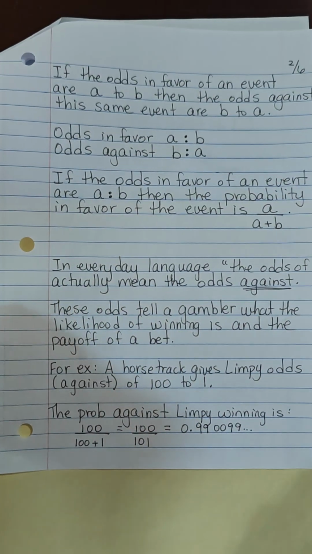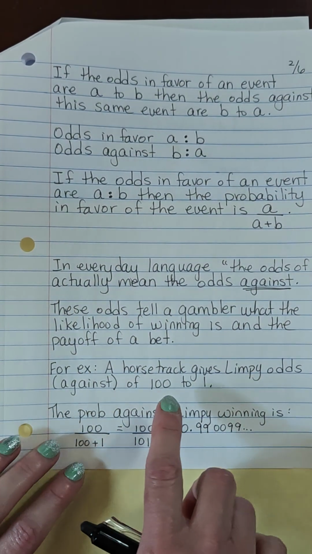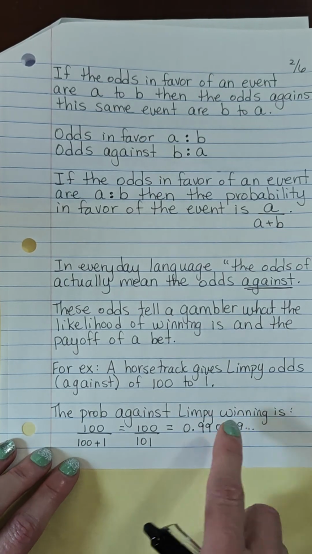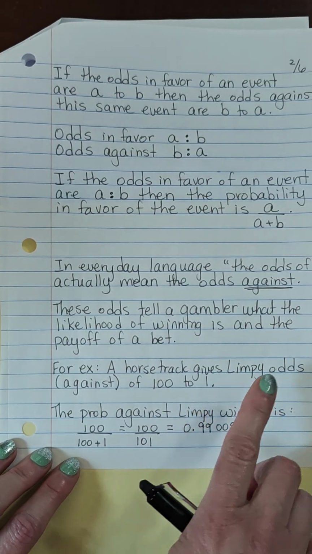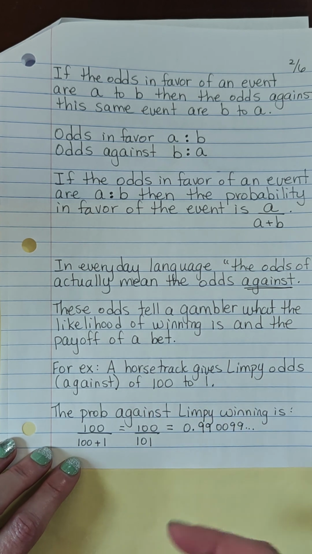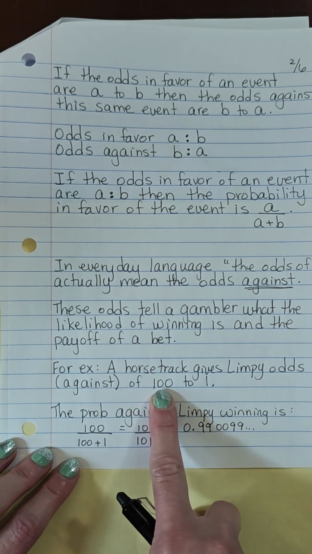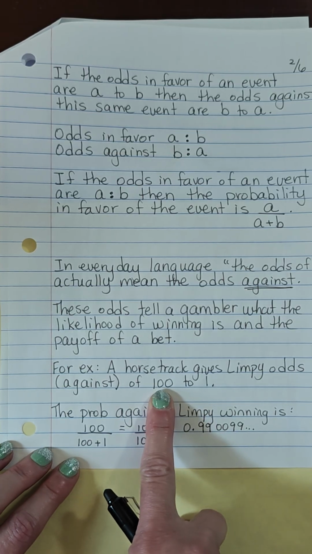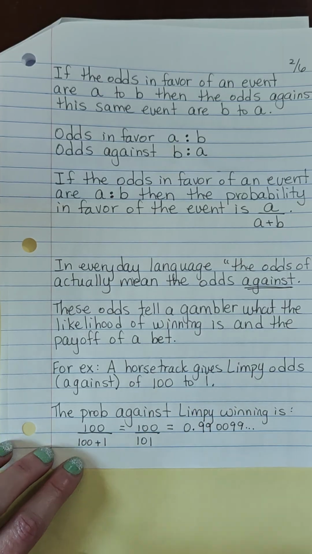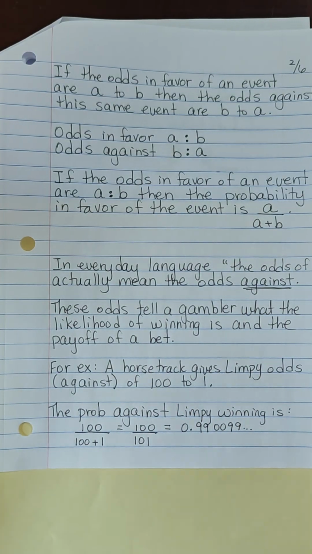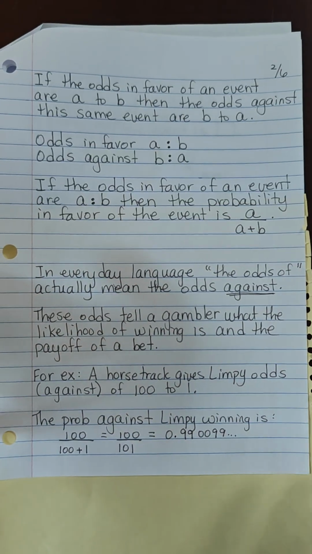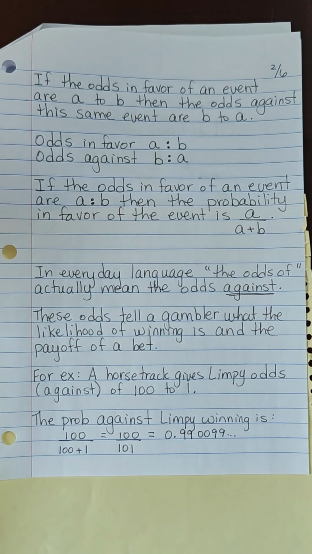Now, also what it tells us is that for every dollar that you bet, I was about to go to the next example, but I forgot about this part. For every dollar that you bet, if Limpy does win, you win $100 plus your bet back. So these odds will also tell the gambler what they're going to win, as well as how likely, or in this case, unlikely it is for the horse to win.